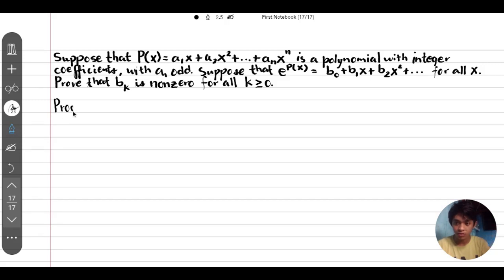For this problem, I want you to observe that p of x is given as this one. This is a finite polynomial, in which the highest degree is n. Let us use the definition of derivatives, employing some calculus here in order to prove that b sub k is non-zero for all k greater than or equal to 0. So let us begin.